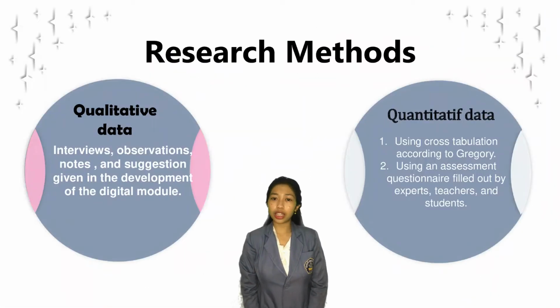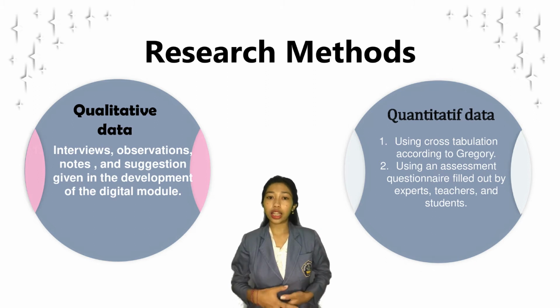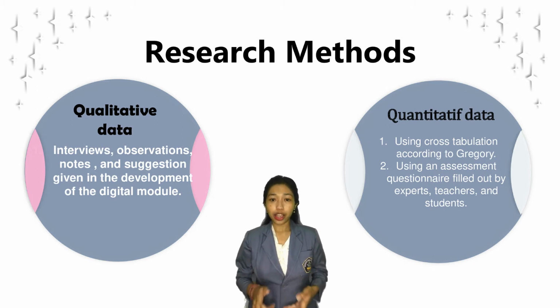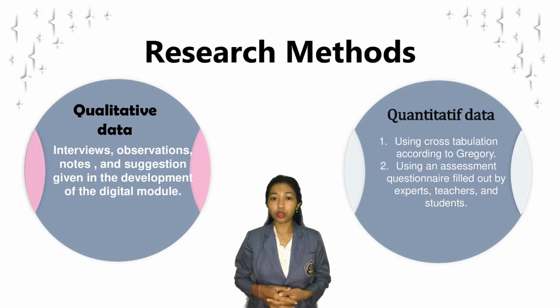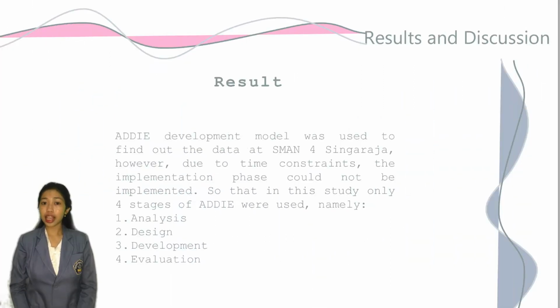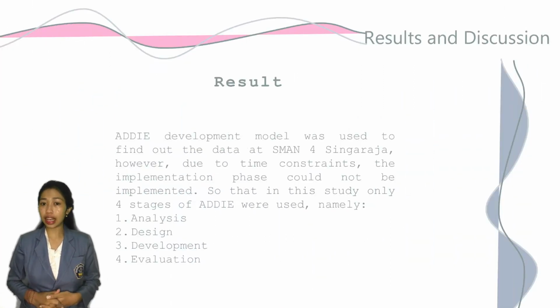Next, I would like to discuss the research method. For the research method, I use qualitative and quantitative data. I use qualitative data for interviews, suggestions from the experts, and some notes. And for the quantitative data, I use a cross-tabulation table from categories and some assessments that were filled out by the teacher, expert, and students.